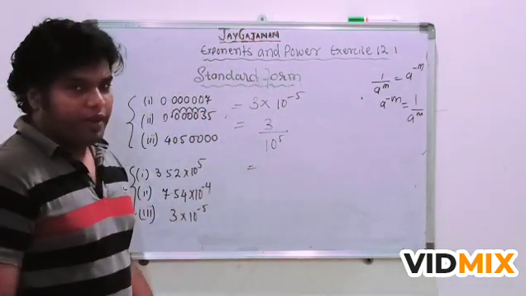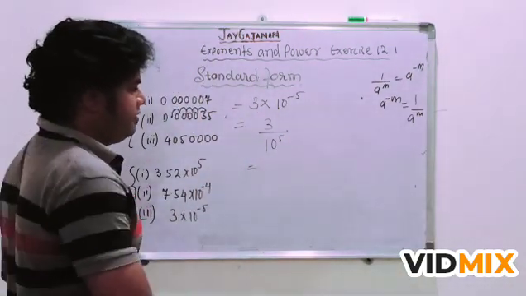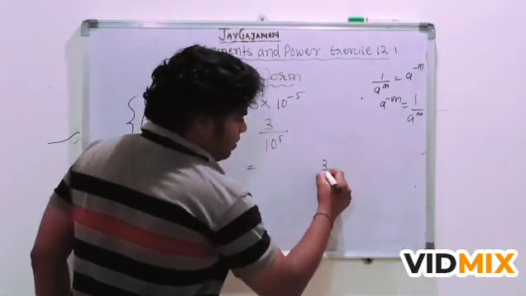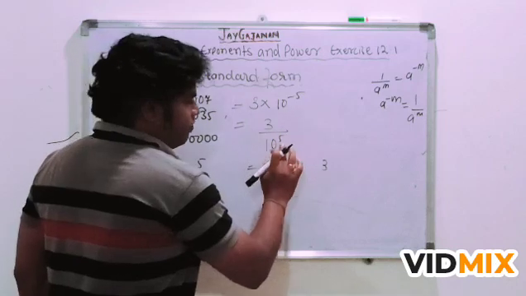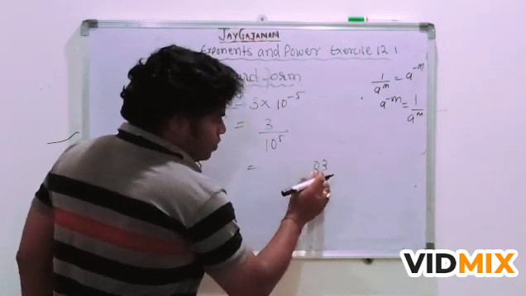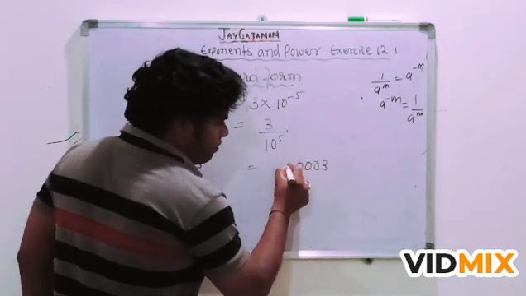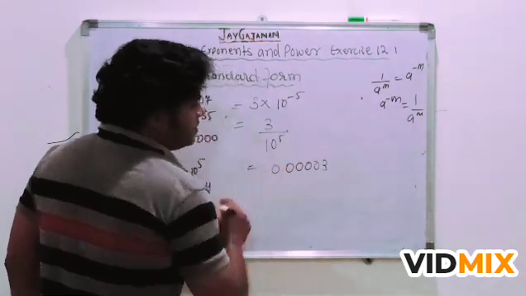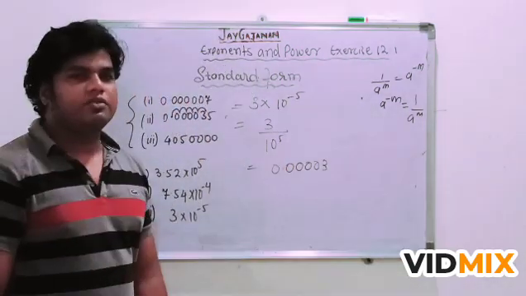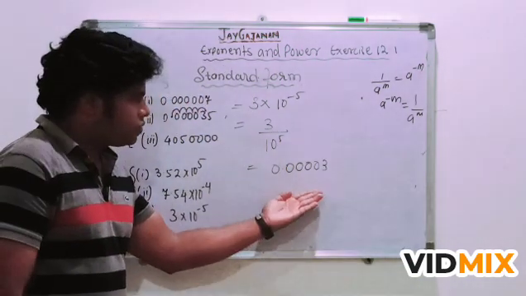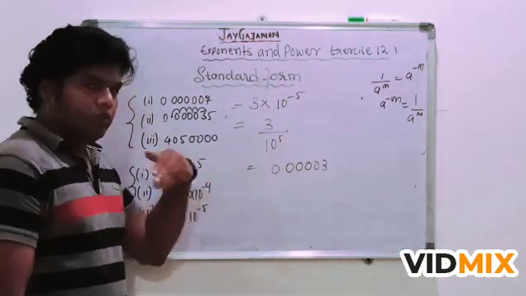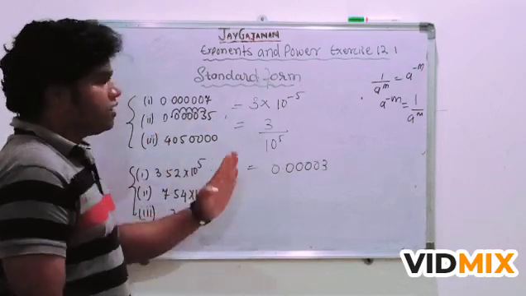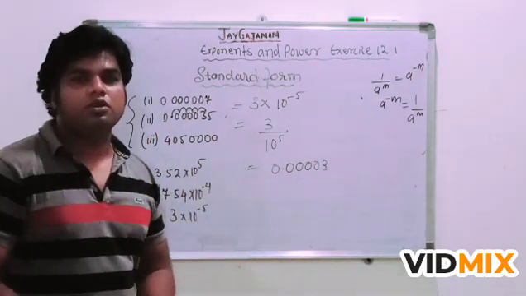There is no decimal point. Correct? But since there is no decimal point, suppose the decimal is right after the 3, then 5 digits should come. 1 2 3 4 5. 0.00003. This will be the answer. When you solve this you get this. Correct? Standard to usual, usual to standard. So this was the third, and then from the next video we will go to the exercise.